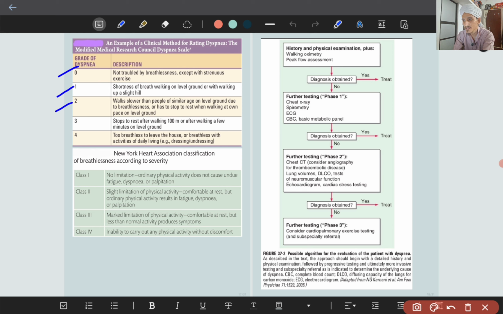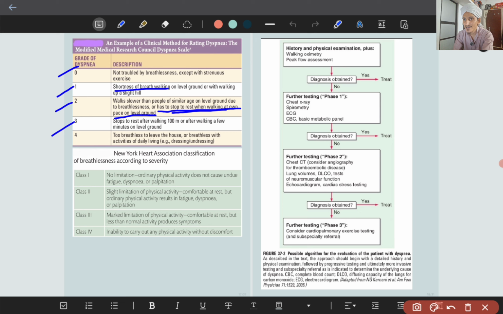This is very important. Second point, has to stop to rest when walking at own pace, so here he will be walking with breathlessness on the level ground. Here he has to stop while walking on the level ground due to breathlessness. Stopping, taking some breath, and after some time he will walk again. Again due to breathlessness he will stop. So that is grade 2.